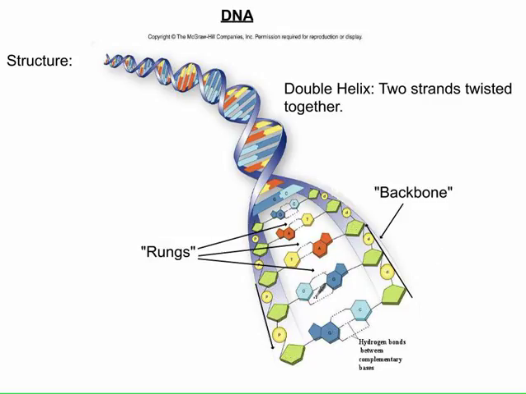The rungs of the ladder, well, let me go back to the backbone for a second. Notice that the backbone is made up of a sugar and a phosphate all the way down. Sugar, phosphate, sugar, phosphate, on both sides. So the backbone is made up of sugar and phosphate. The rungs of the ladder are made up of the base pairs of the nucleotide. So we have one nitrogenous base here, one here, one here, one here. The rungs of what we would visualize as the ladder are made up of the nitrogenous bases paired together.